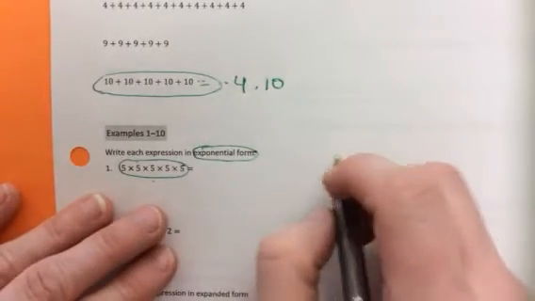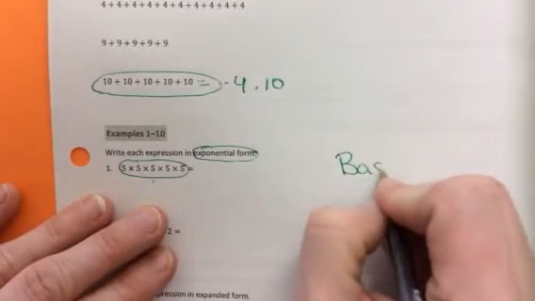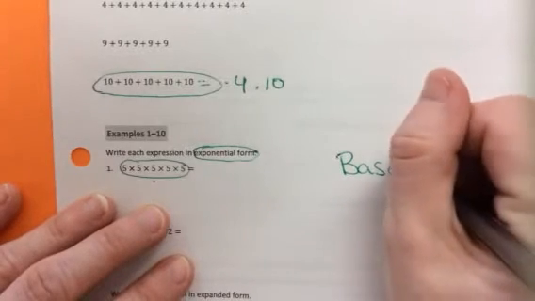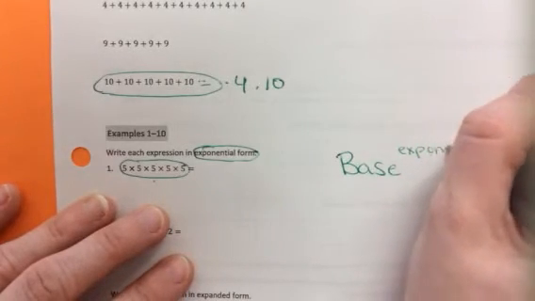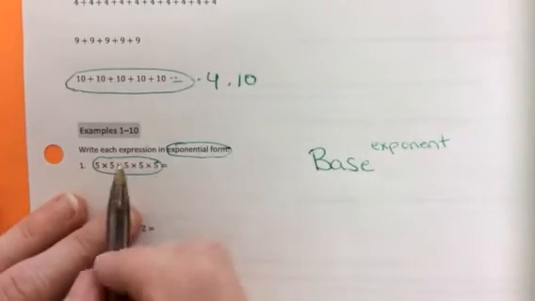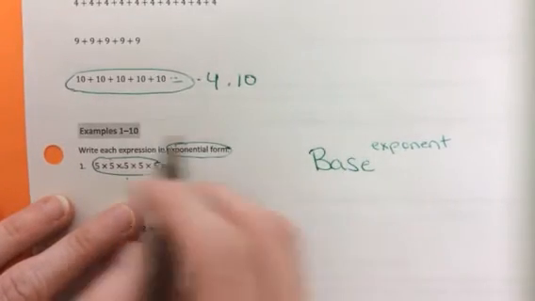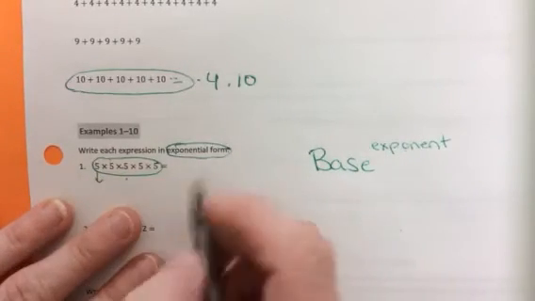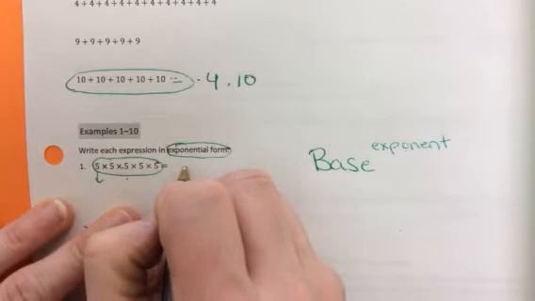So you need to write down the following terms. Your base is always raised to a power, which we call the exponent. So we're going to write this using a base and an exponent. Your base is the number that's being multiplied. So in this case, your base is 5.